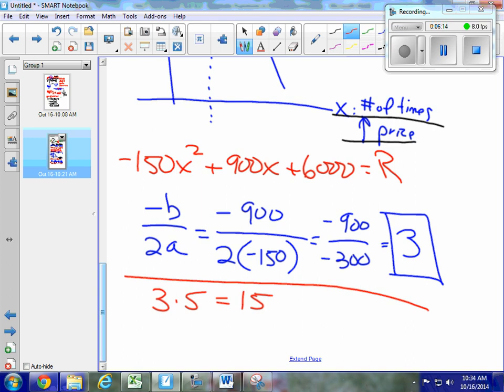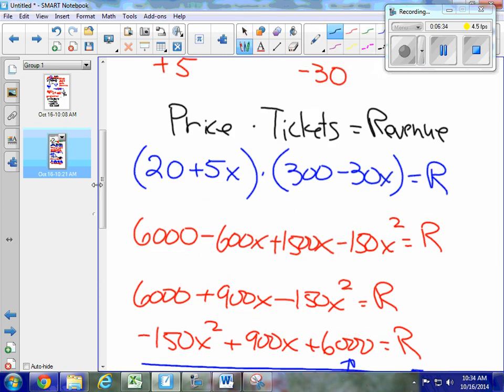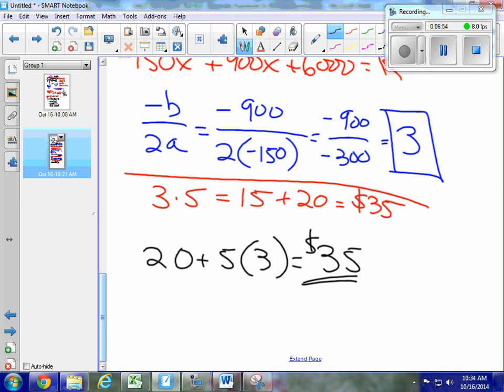$15 is the increase plus the original $20 that I was charging, which means that my selling price that will maximize my revenue is $35. I could also find that by going back up to here and realizing that my price is represented by 20 plus 5x. So 20 plus 5 times x, which is 3, again is equal to $35. So that is the price that is going to maximize my revenue.